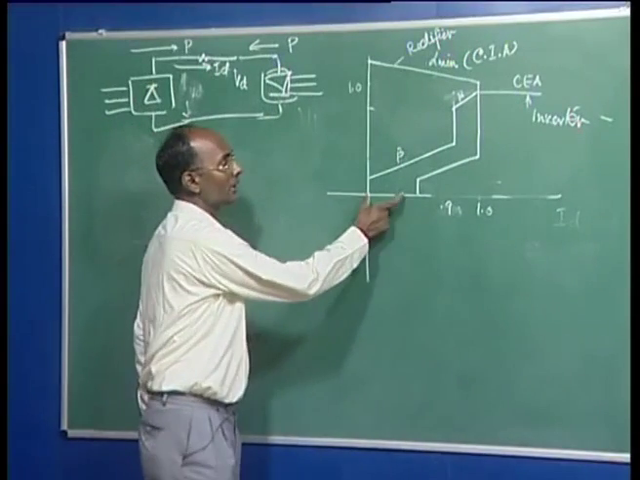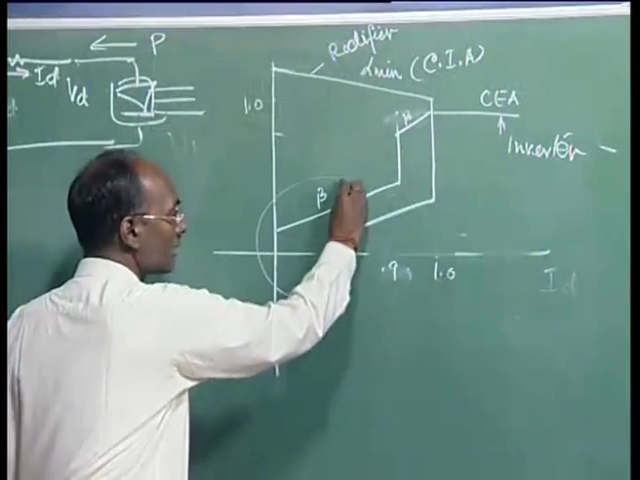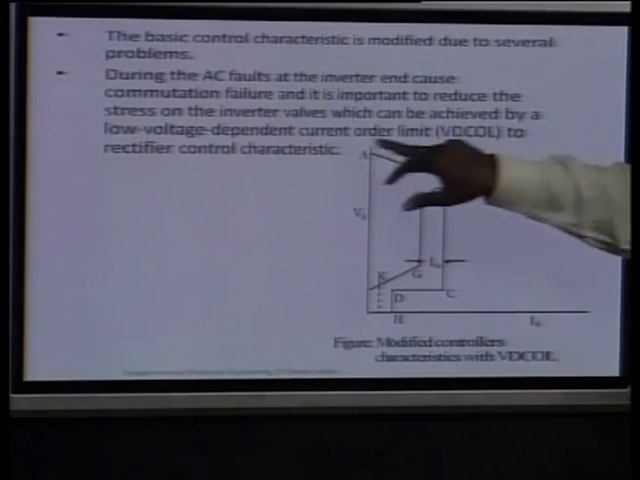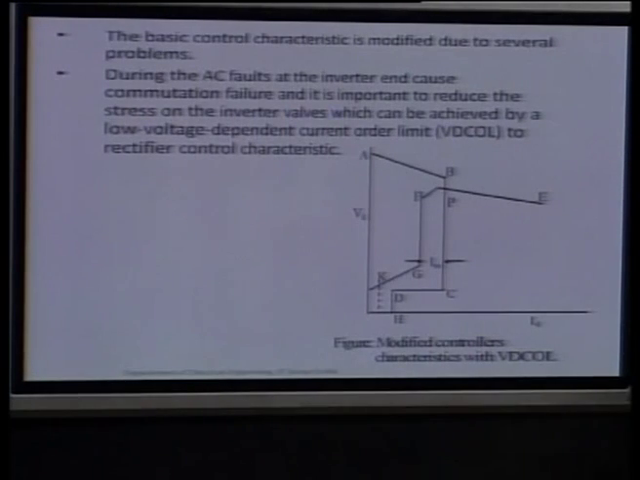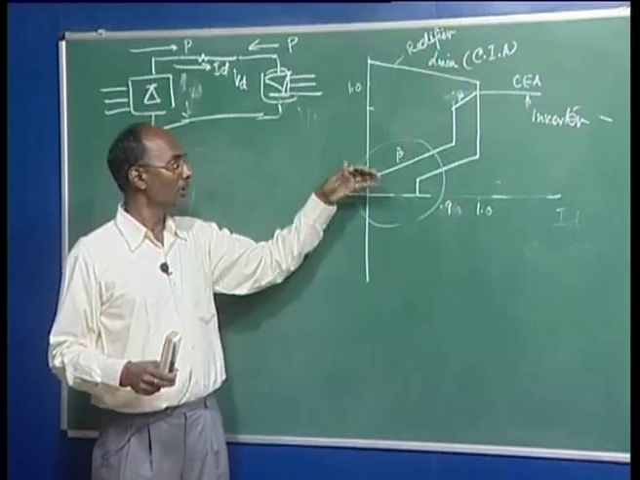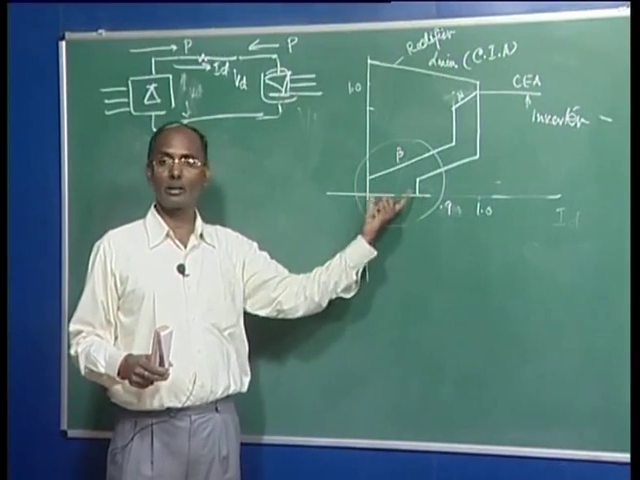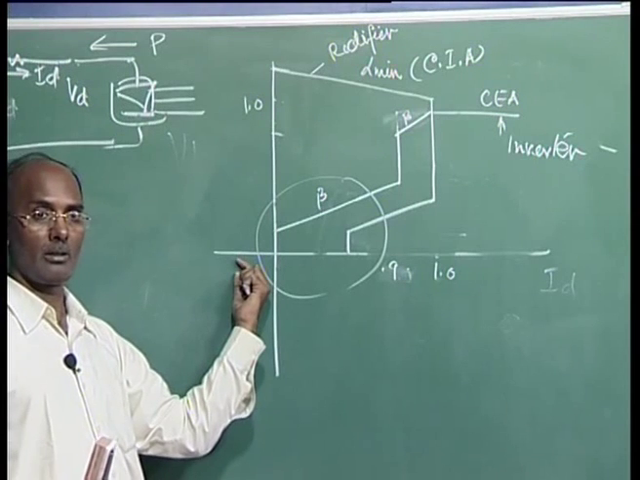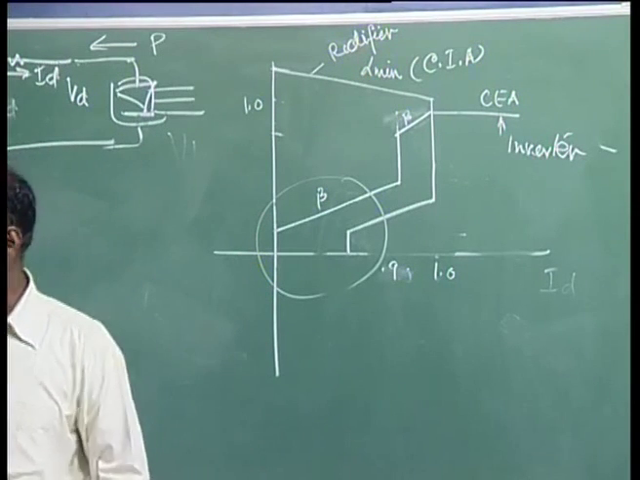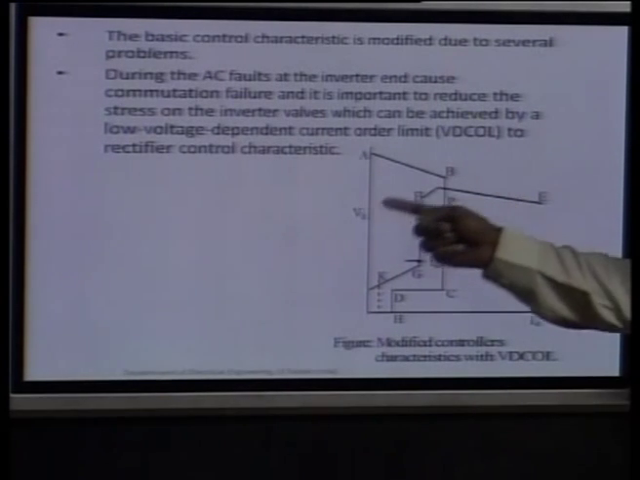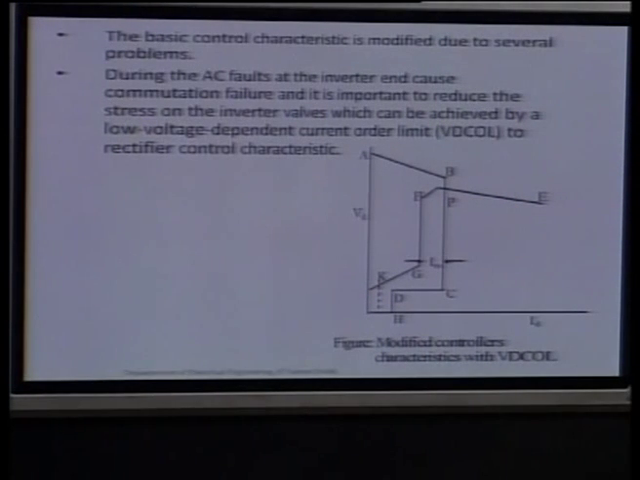And in the reduced voltage, this is called voltage dependent current order limit. It means if the voltage has gone down to a certain limited lower value, the current limits are reduced, because earlier it was this one, now we have gone down here. And this is called VDCOL control modification.